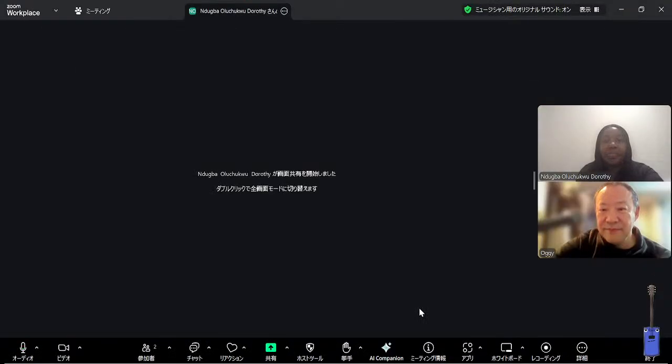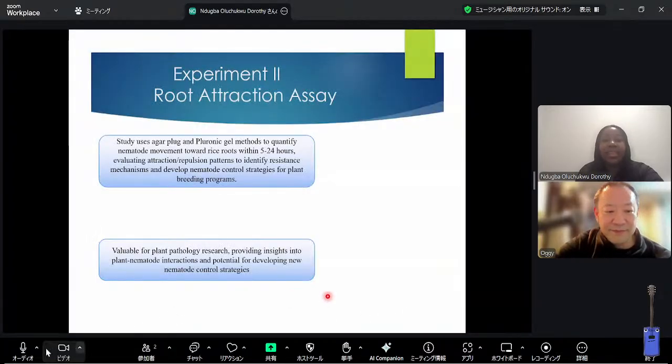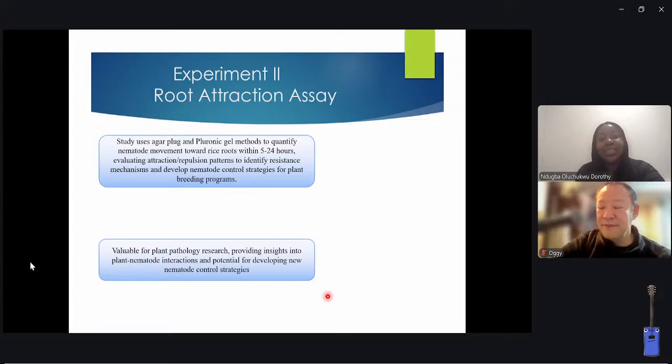Okay, Ogi-san. Can you see my screen? Yes. Okay. Hello, everyone. As Ogi-san said, my name is Ndoboluchku Dorothy from Nigeria. So the last week where we had the research explanation, I spoke about the use of transparent paper pouch to determine the rice variety which was susceptible to nematode.